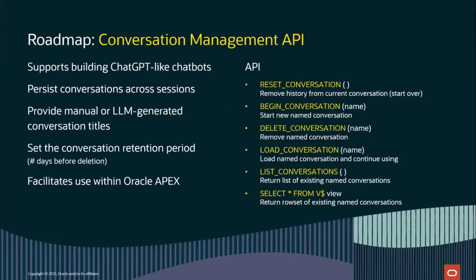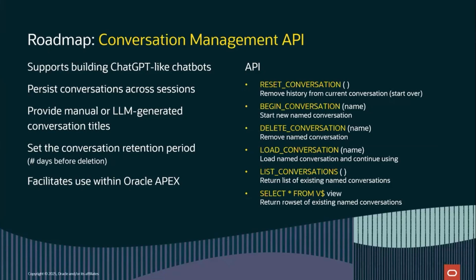Now, regarding the conversation management API I mentioned, this facilitates building ChatGPT-like chatbots, where you can persist and load named conversations across sessions. You can provide conversation names manually or have the LLM generate them for you. And using the retention period attribute, you can indicate how soon to automatically delete a conversation after its last use. And this feature also facilitates using conversations with Oracle Apex.